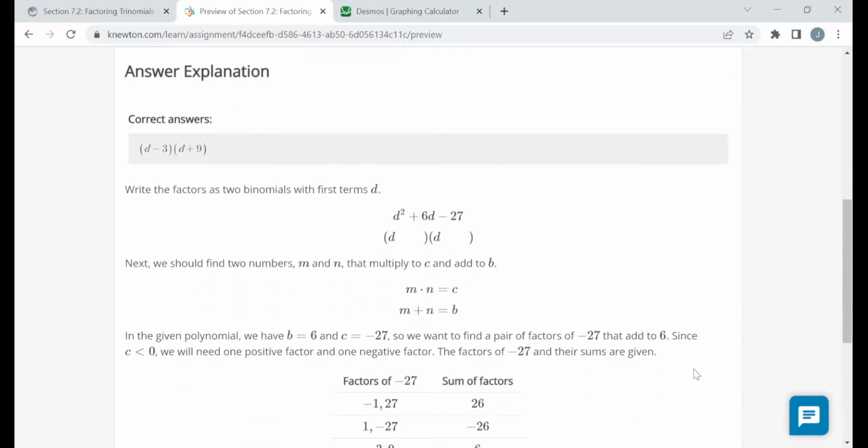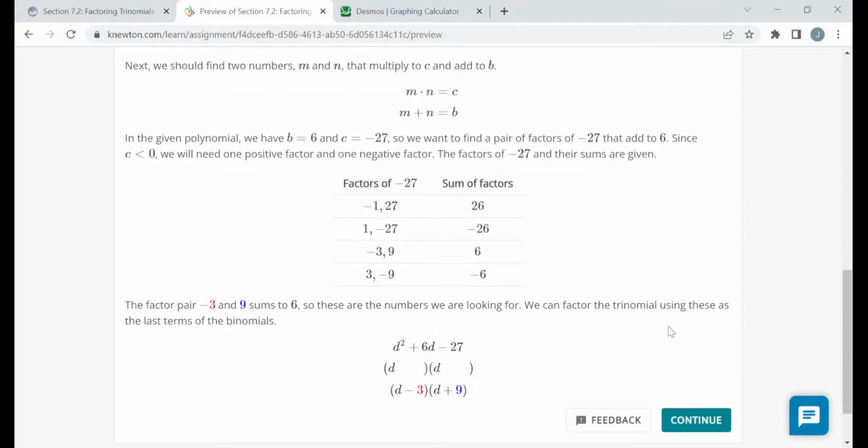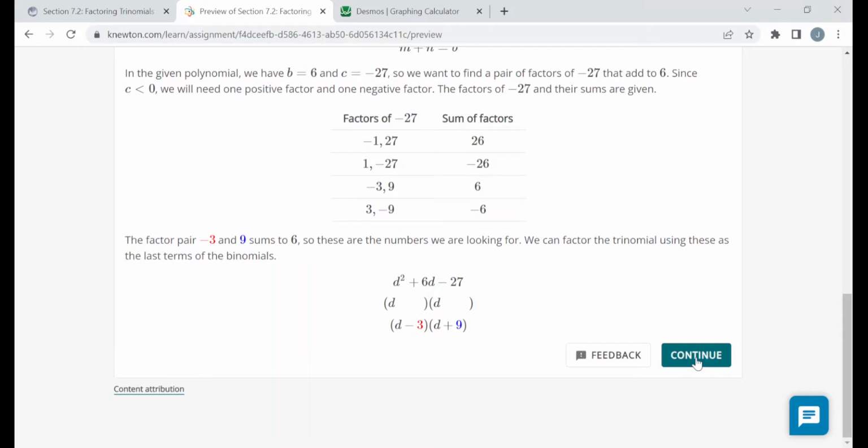Now you see they're going through each pair. Like, I don't like this. You know, do some thinking. You know, see how they go through the negative 1 and 27. How about 1 and negative 27? Well, no. I mean, you want them to add up to positive 6. So just have it where the positive factor is bigger. You know, you don't have to check the other one because it's just going to be the opposite sum. I don't like that they're going through all those like that. Anyway, moving on.